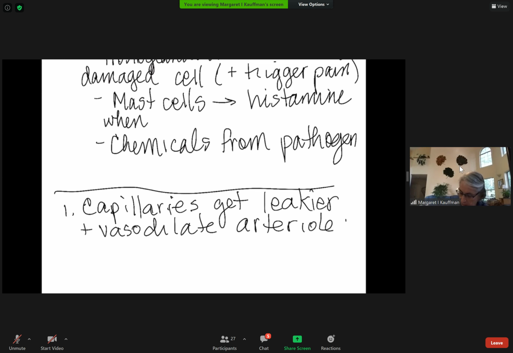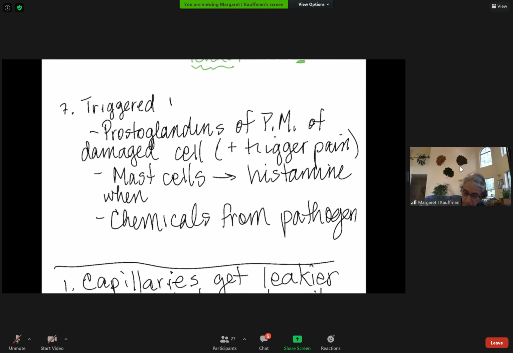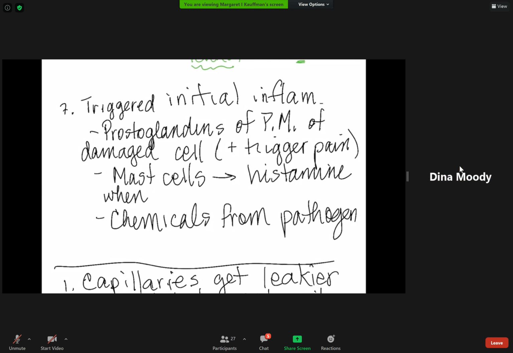Okay, so let's go back to the various ways that you can trigger initial inflammation. This is before you get anybody there. So you mentioned basophils, but they're not there yet. Mast cells. I started with just the chemical alarm from the damaged cells.